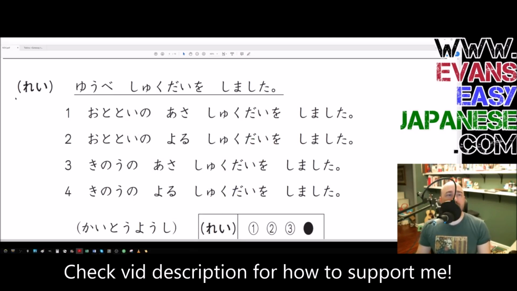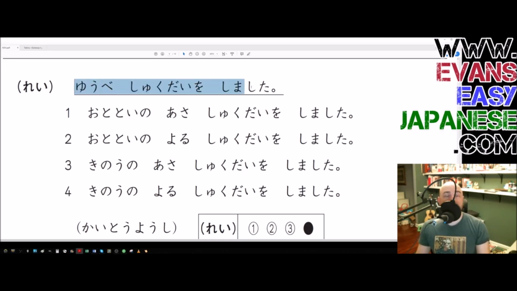Here we go. In the previous video, I explained what we're doing here. We are matching which one of these four sentences most closely resembles this underlined word. You basically need to know what the vocabulary is. I've already looked at this one. So basically, you need to know what yube means in other words.